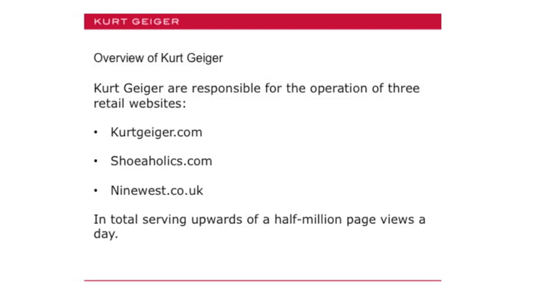So to just give you an idea of the sites that we're managing, we've got 3 at the moment: kurtgeiger.com, the flagship Kurt Geiger store for all our brands, sureholics.com, a brand outlet site, and 9west.co.uk, which is a site purely for the 9West brand in the UK. And all of these sites are taking around 500,000 page views a day, taking quite major traffic.